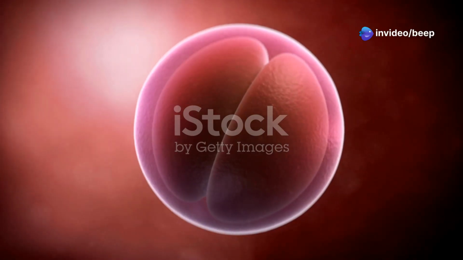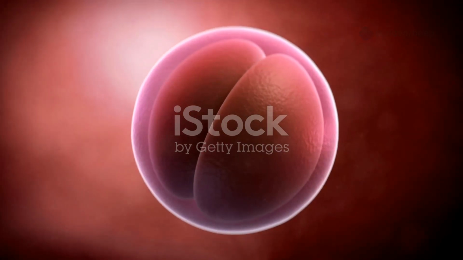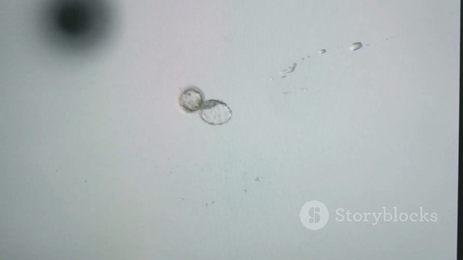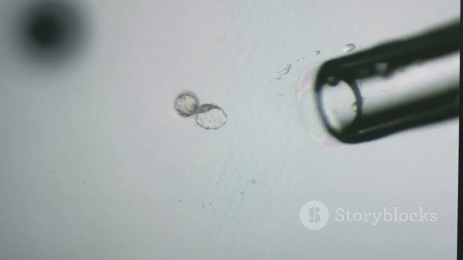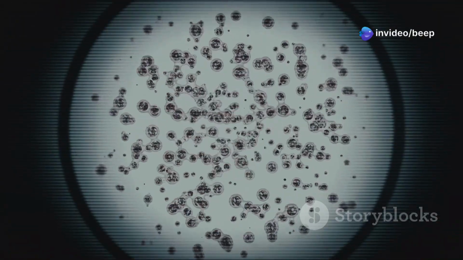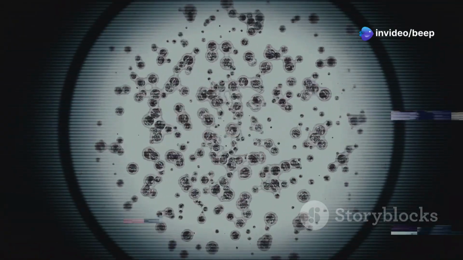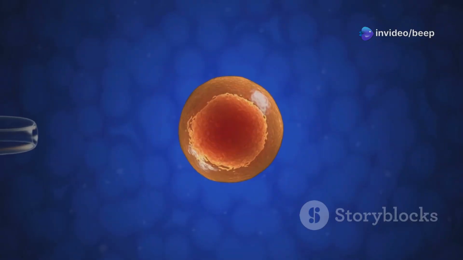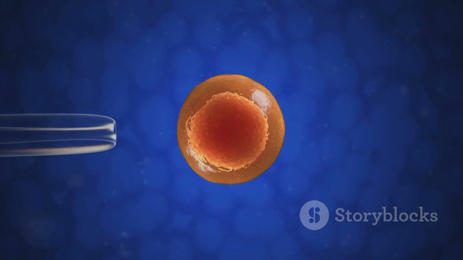Within hours, the zygote begins to divide, a process called cleavage. The single cell becomes 2, then 4, then 8, and so on. These early cells are identical, each one a powerful stem cell capable of becoming any type of cell in the body. As the zygote divides, it travels down the fallopian tube towards the uterus.